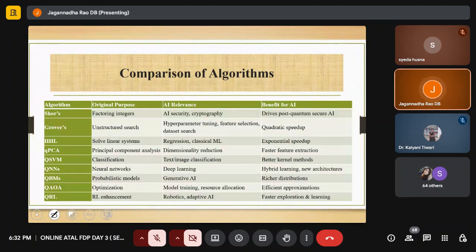The original purpose of Shor's algorithm is factoring integers, but it matters for AI security and cryptography. What is the benefit for artificial intelligence? It drives post-quantum secure AI. Then Grover's algorithm: unstructured search, hyperparameter tuning, feature selection, dataset search, quadratic speedup. Like this, HHL solves linear systems, and the remaining ones are similar, whatever we already discussed. I put it in a table.